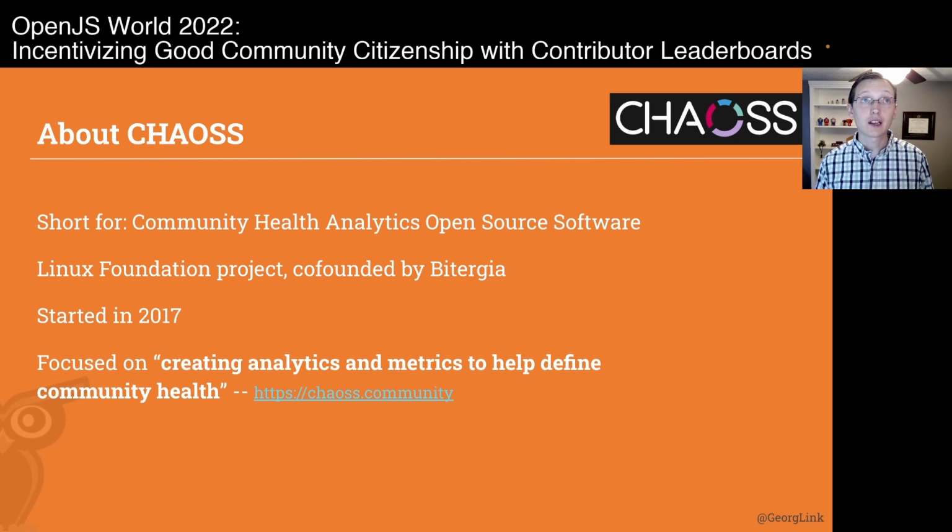We started 5 years ago to bring together everyone who is interested in community health and working on what are the metrics we can use, what is the health of a community, how do we understand this through metrics. So this is what we are doing, creating analytics and metrics to help define community health.